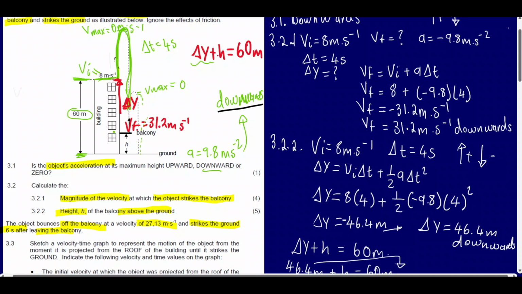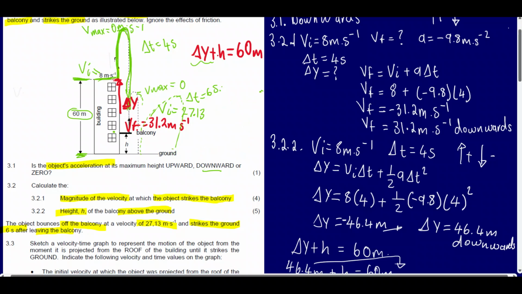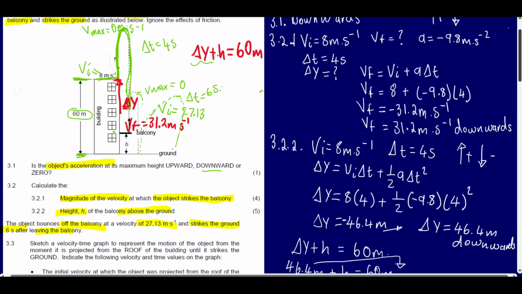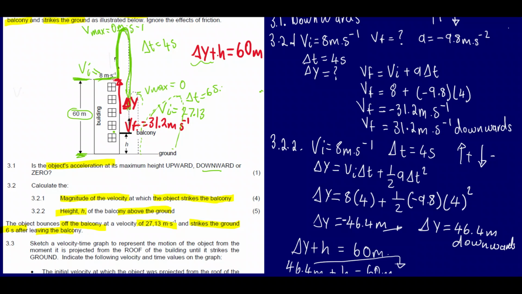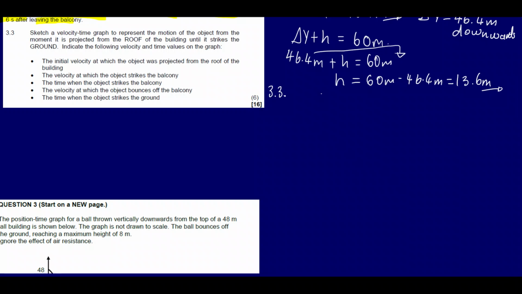So it means that the moment it leaves the balcony, at some initial velocity, which is 27.13, it goes all the way up and hits the ground after 6 seconds, right? So let's now sketch a velocity time graph.